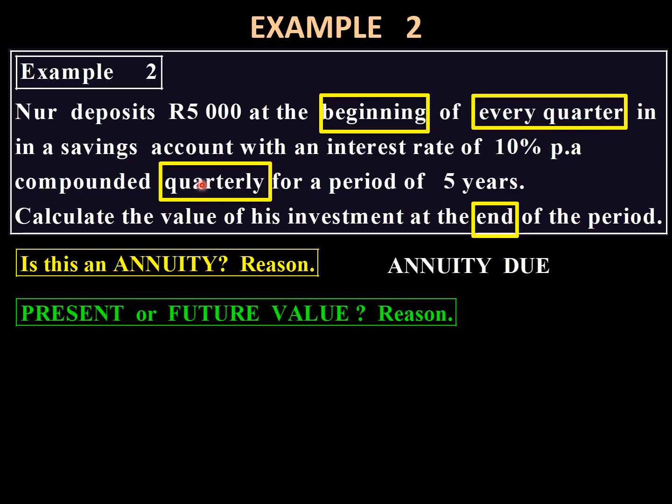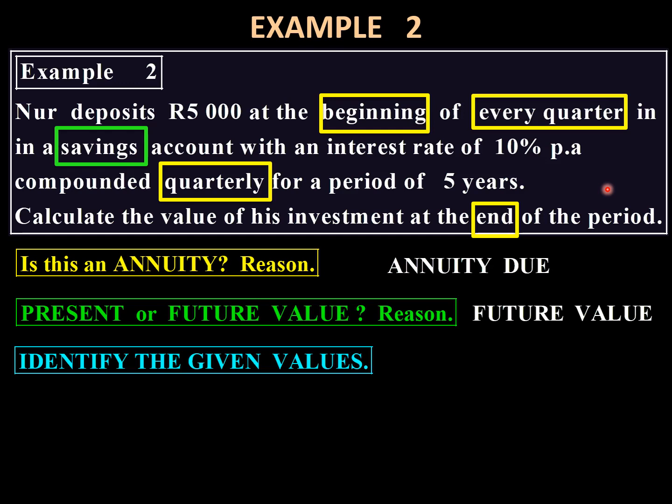Is it a present or a future value? He's making a deposit at the beginning. You want to find the value at the end. The value at the end is a future value. And what also tells you it's a future value, you can see there it's a savings account. You save for the future.